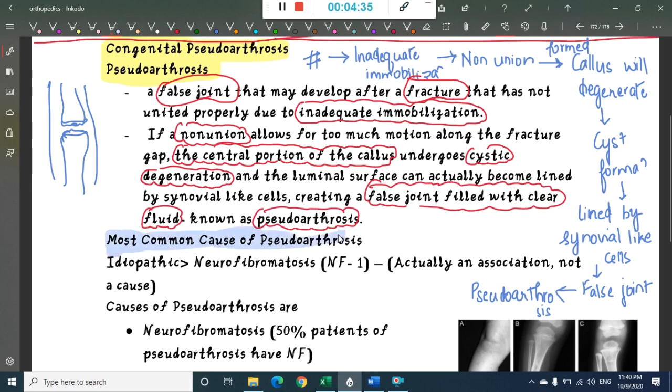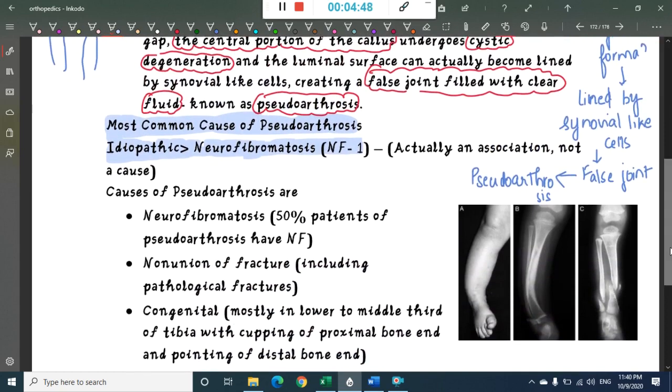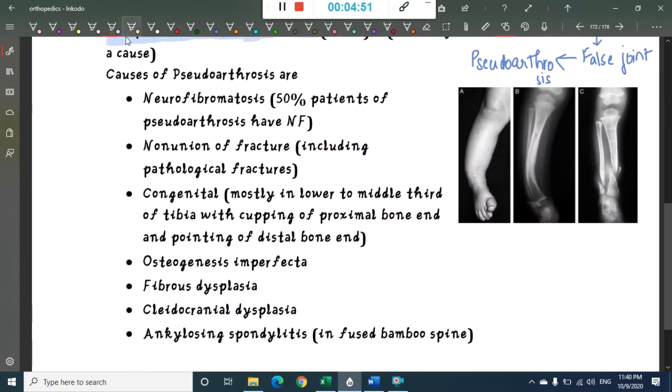Now, what are the most common causes of pseudoarthrosis? Idiopathic is the most common cause, followed by neurofibromatosis. Now we will see the list of the causes. The causes of pseudoarthrosis include neurofibromatosis, whenever there is non-union of the fracture.